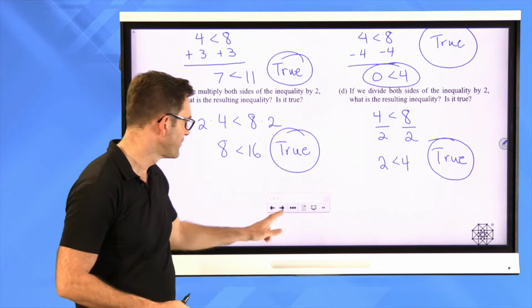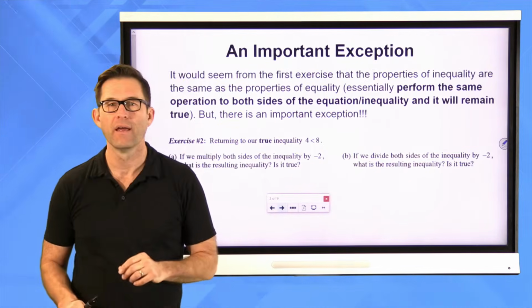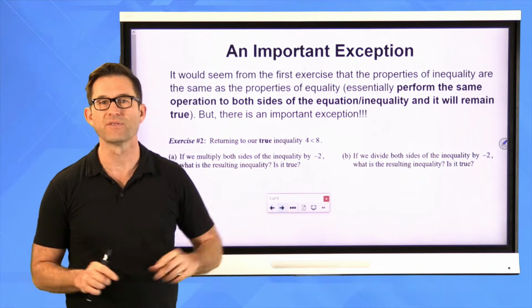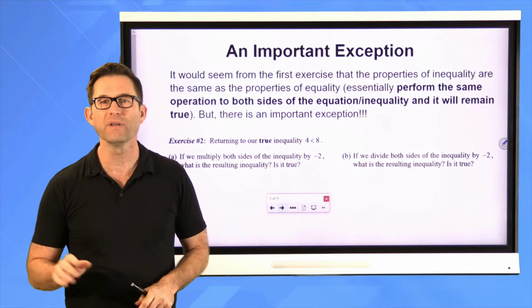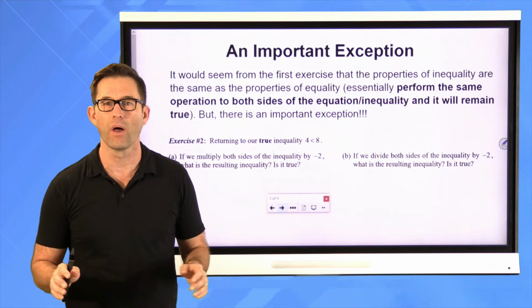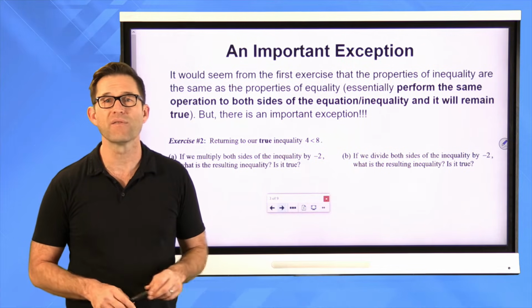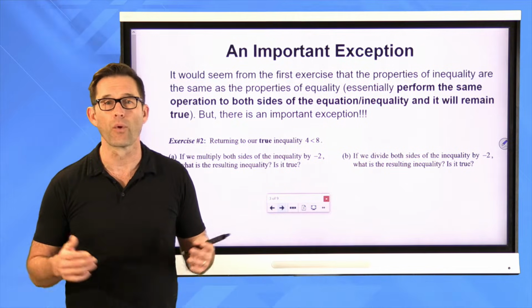Or do they? All right, let's take a look at a very important exception. It seems, just to emphasize, from the first exercise that the properties of inequality are the same as the properties of equality. Essentially, perform the same operation on both sides of the equation or inequality and it will remain true.